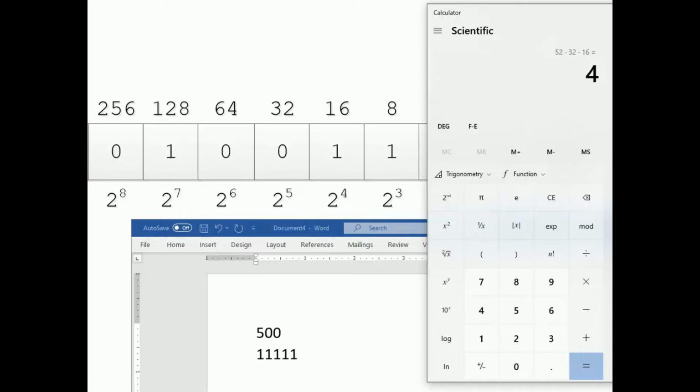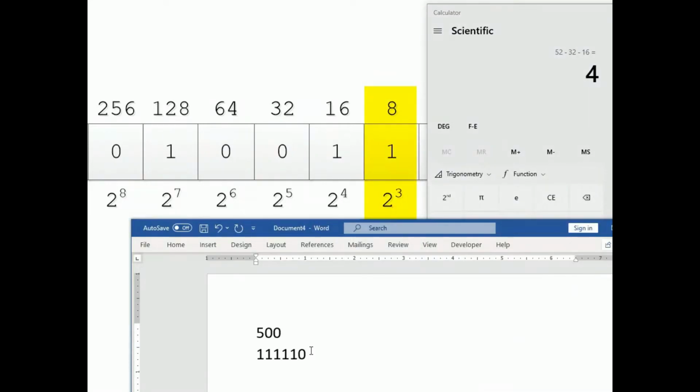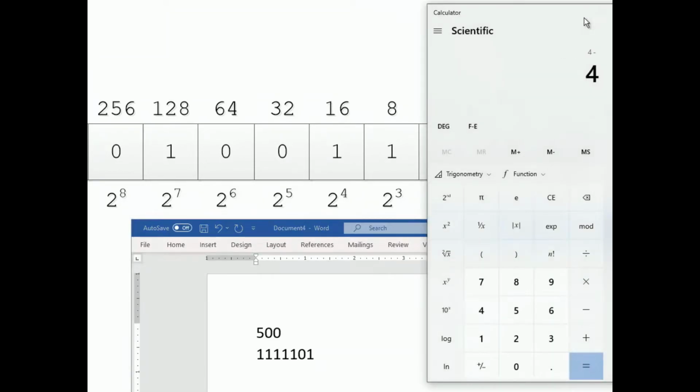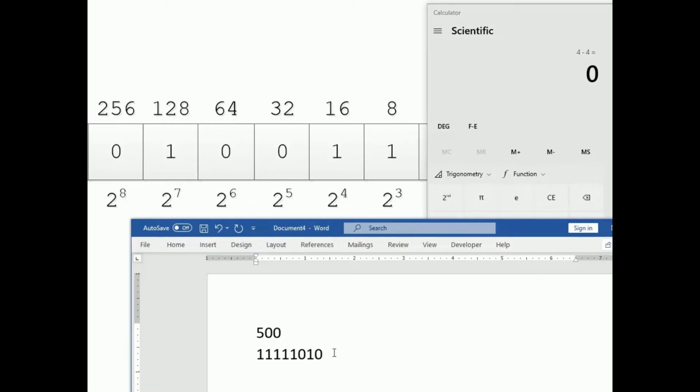Now 4 is 2 squared. That means that we aren't going to have a 1 in the 2 to the 3rd position, or 8's place. So we put a 0 there. We put a 1 in the 4's position, and then we're done. 4 minus 4 is 0. So we put zeros in the 2's place and the 1's place, or the 2 to the 1 place and the 2 to the 0 place. Our final number is 1, 1, 1, 1, 1, 0, 1, 0, 0.